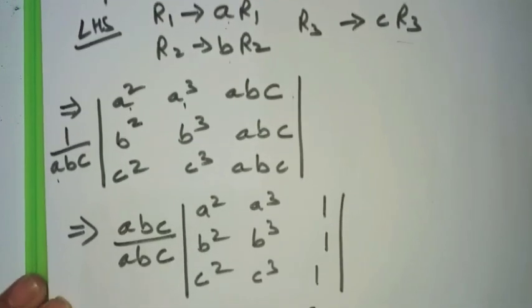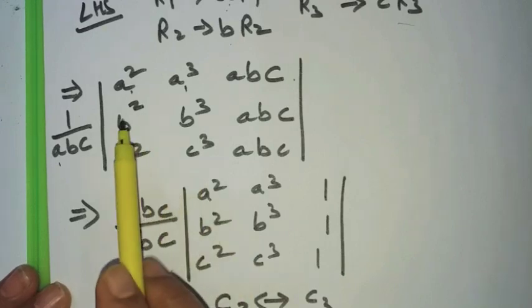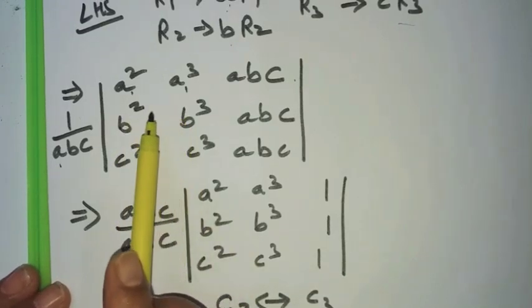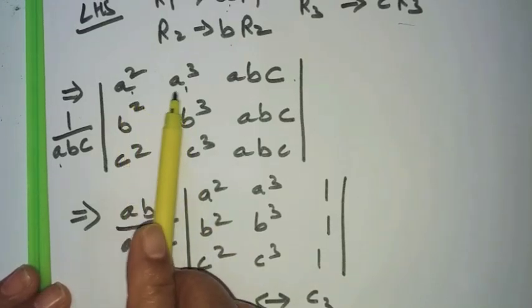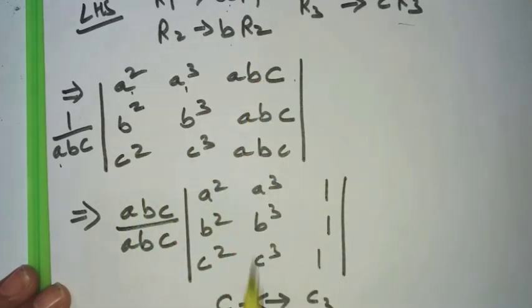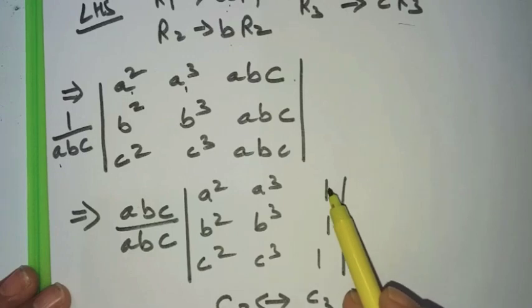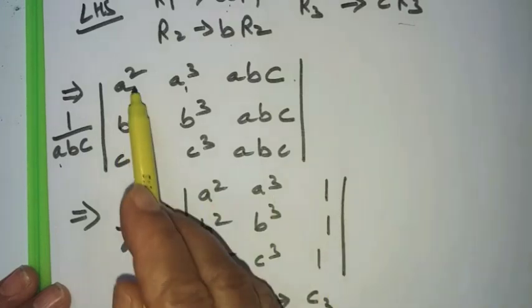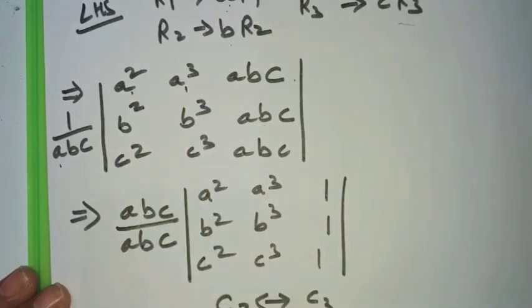After that, the next step is that from this determinant I can take a common. First of all, I take abc common from column 3. So from column 3 I have taken abc common, divided by abc, so they both will cancel, and in column 3 I will be left with 1, 1, 1. The rest of the two columns will remain the same.